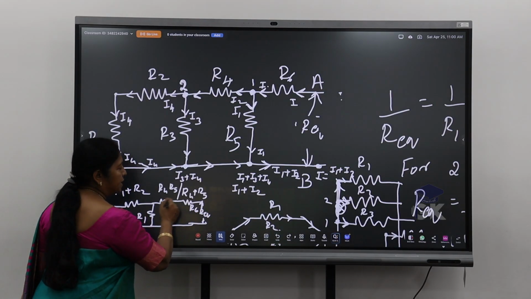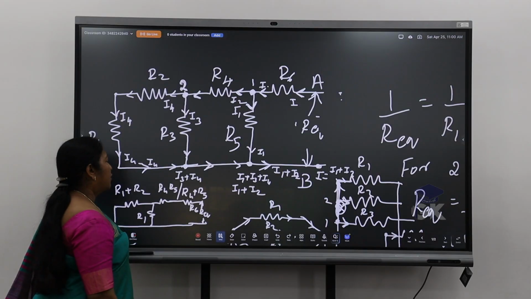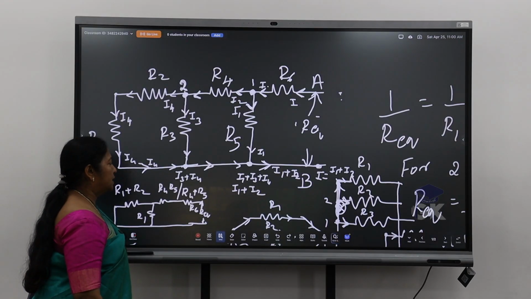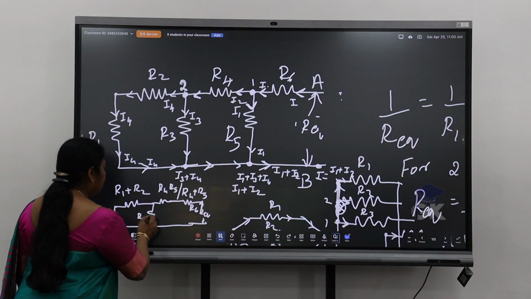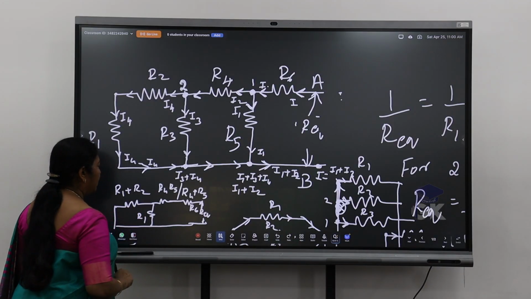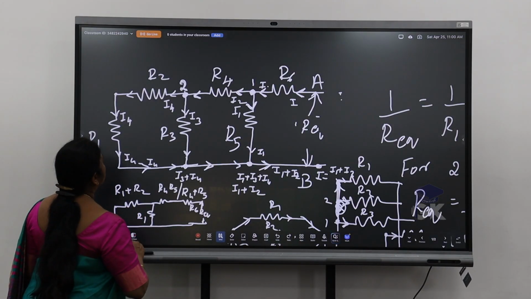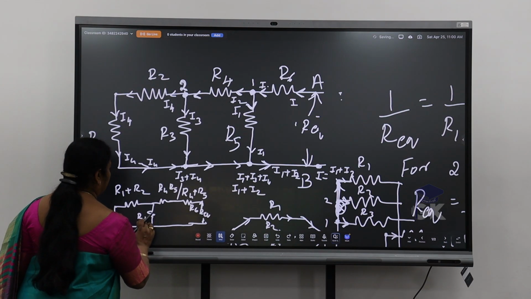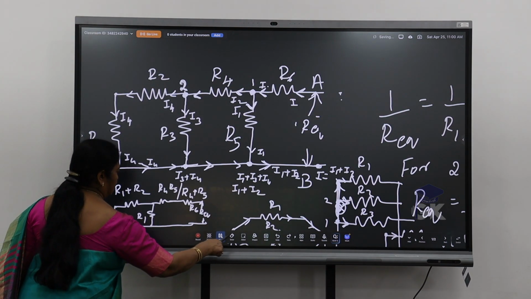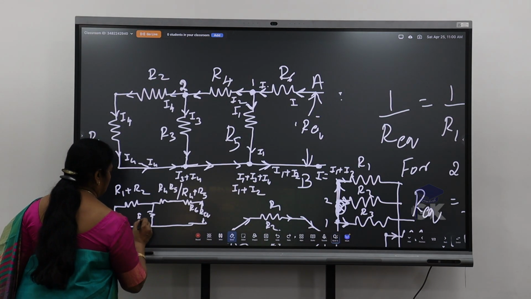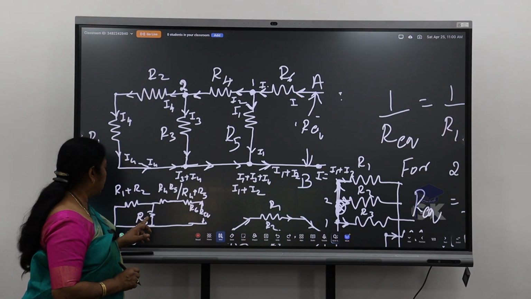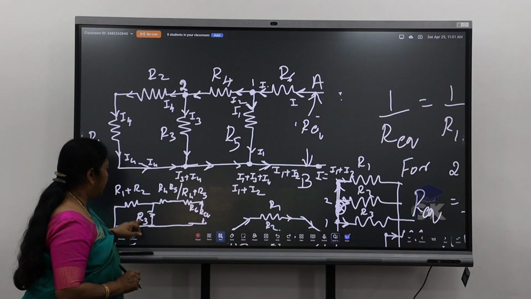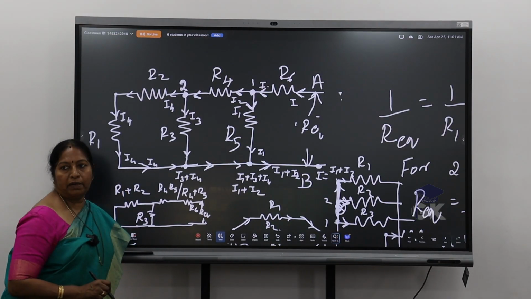These two will get added up now. R4 R5 divided by R4 plus R5, plus R6. Next, these two will be in parallel. R1 parallel with, this is not R3, this is R3. Correct? Okay? R3 and R1 plus R2 are in parallel. This is the parallel combination.